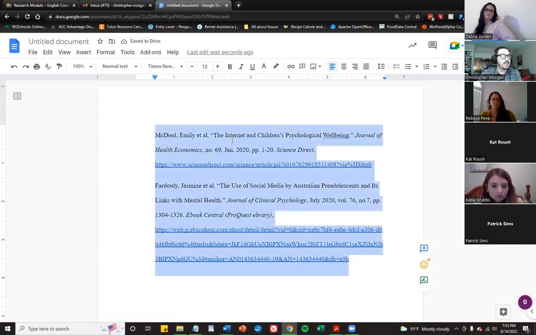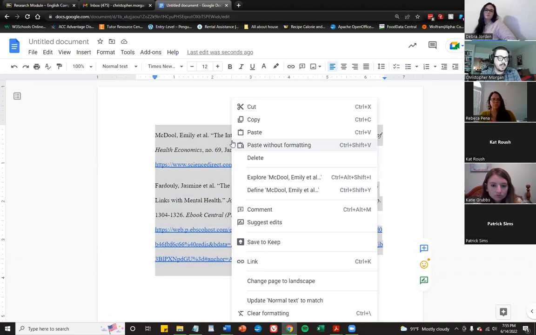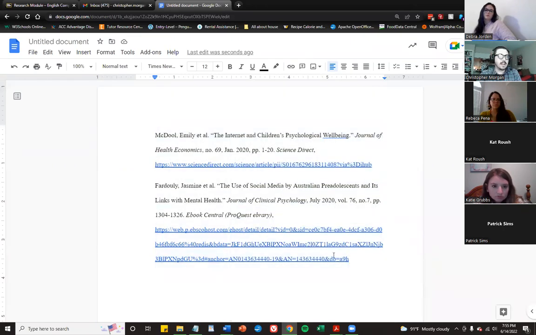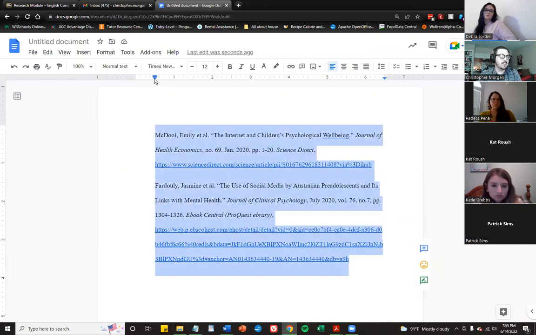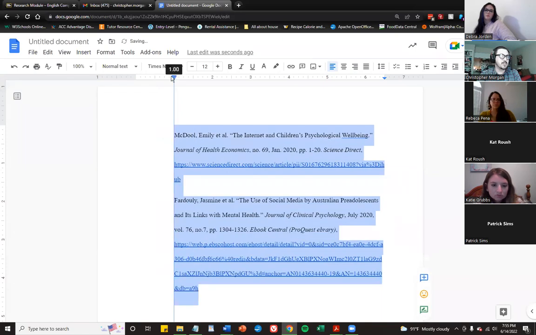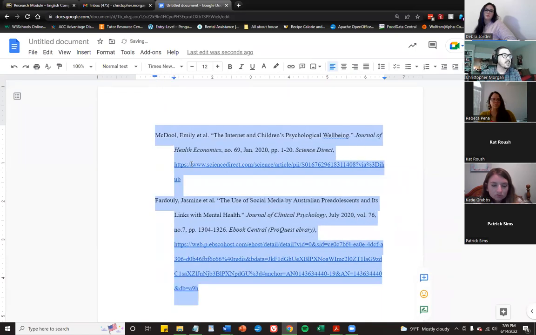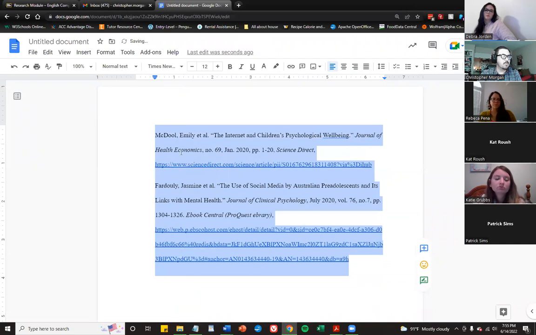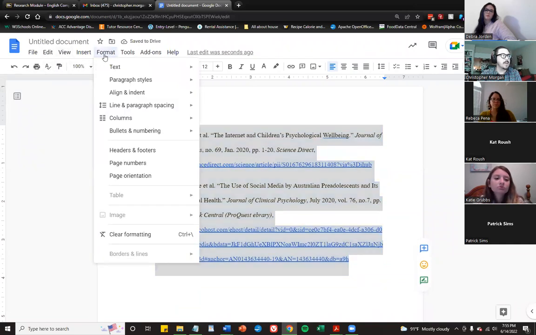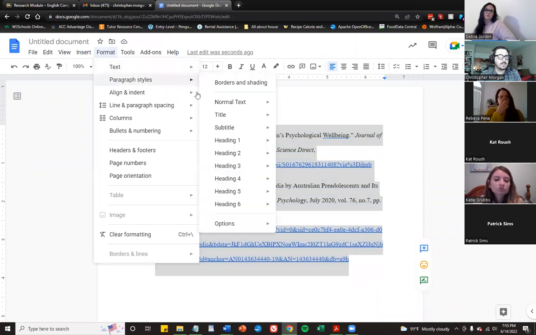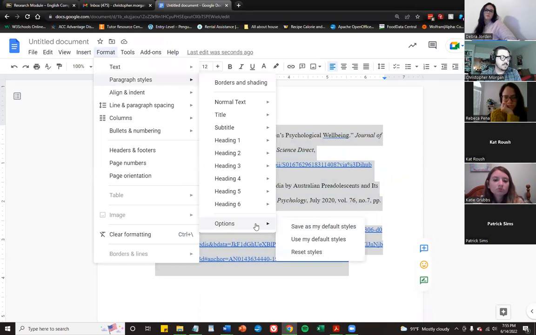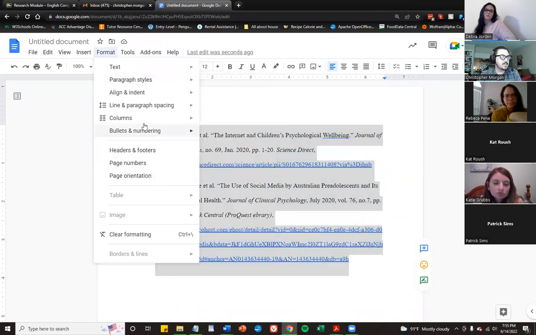I can highlight them. And again, I can right click. And is there a paragraph formatting here? It looks like I can't do it from right click. So I could do it with the sliders. Again, I could go over an inch and then back a half inch. Or if you have it all highlighted, you go to format, paragraph styles, options. Oh, no, it's not under options. Where is it? Oh, here we go.